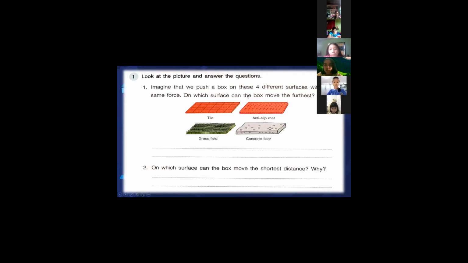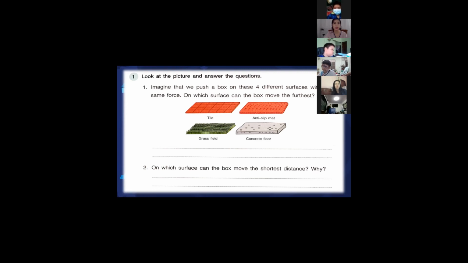The question is, on which surface can the box move the farthest? On which surface can the box move the farthest? Farthest means far. Do you think it's on the tile, anti-slip mat, grass field, or concrete floor?